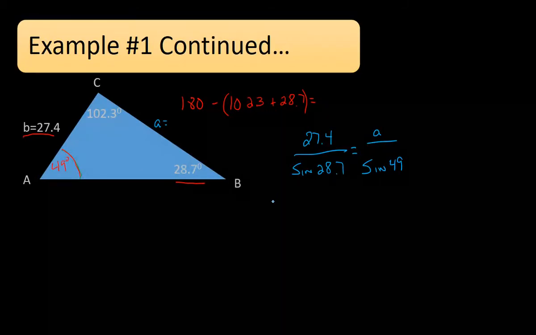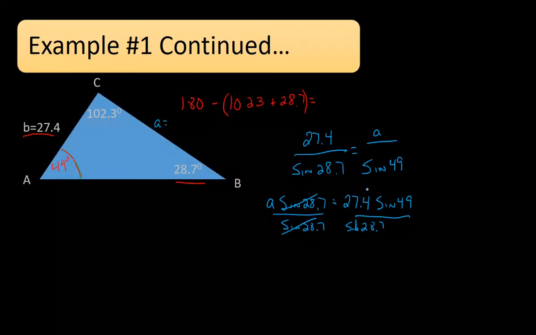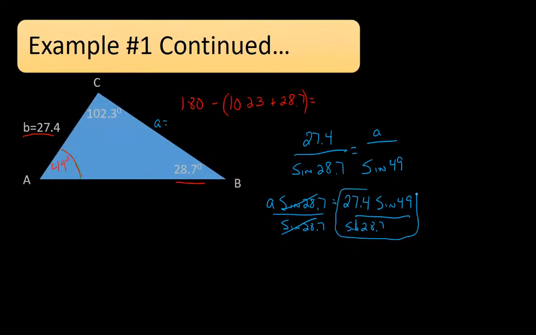So if I cross multiply, I get a times the sine of 28.7 equaling 27.4 times the sine of 49. And now I'm going to divide by the sine of 28.7. And therefore, I will plug this into my calculator just like this.